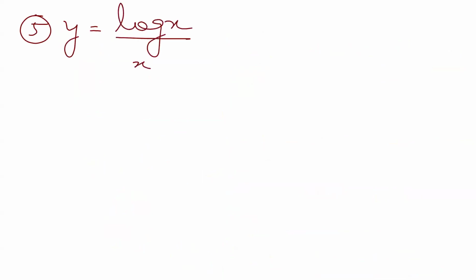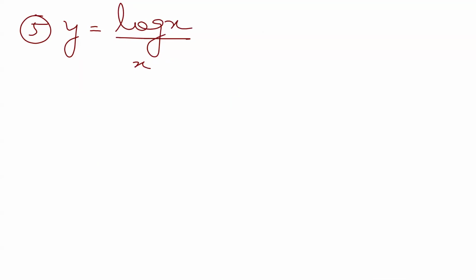Okay, so we'll start with the next problem, question number 5, and that is from the textbook, Exercise 8L. Y is equal to log x upon x. We need to prove d square y by dx square is equal to 2 log x minus 3 upon x cube. Just refer, sit with your textbook, everyone.